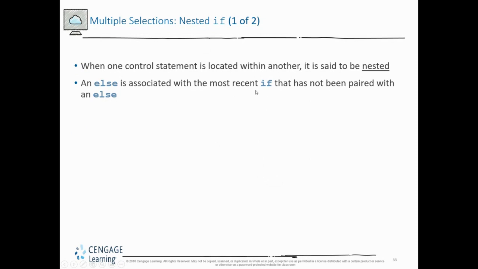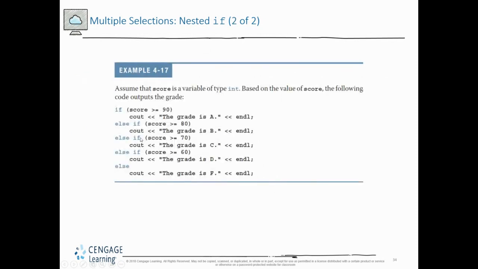An else is associated with the most recent if that has not been paired with an else. So over here, we have if and then some else ifs. So if score is greater than or equal to 90, the grade is an A. Else if score is greater or equal to 80, the grade is a B. Else if score is greater or equal to 70, the grade is a C, then a D, then an F. All right? Now look at this logic. So score greater than or equal to 90. It's very important to understand the way this example is going. It's starting with a high number.